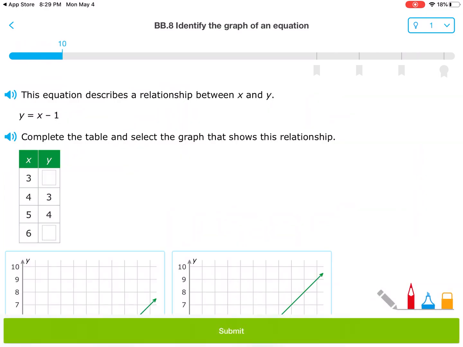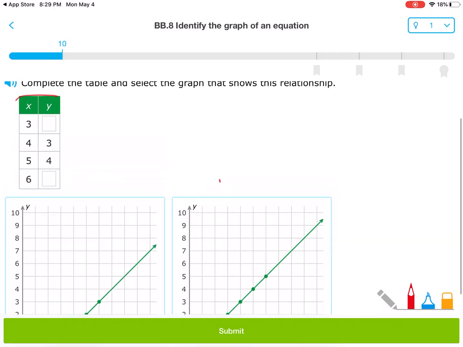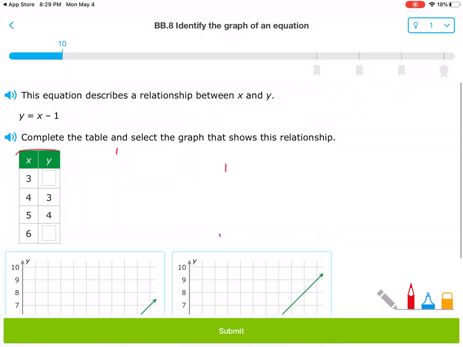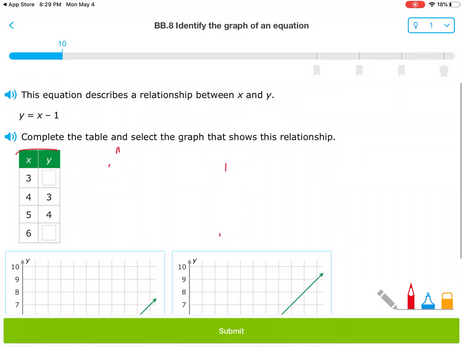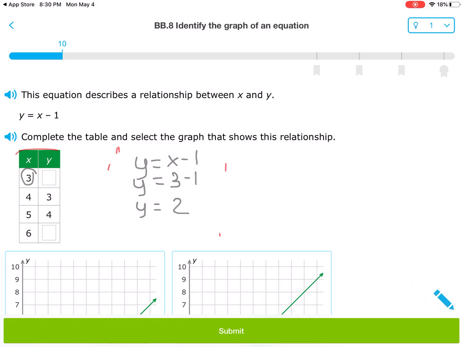All right, next. This equation describes a relationship between x and y. We have y equals x minus 1. So again, I'm going to take a look at my table over here. I'm going to rewrite my original equation, which is y equals x minus 1. My first x is 3, so I'm going to substitute 3 in for x. So now y is going to equal 3 minus 1, which is 2. So in that first box, I am going to record 2.